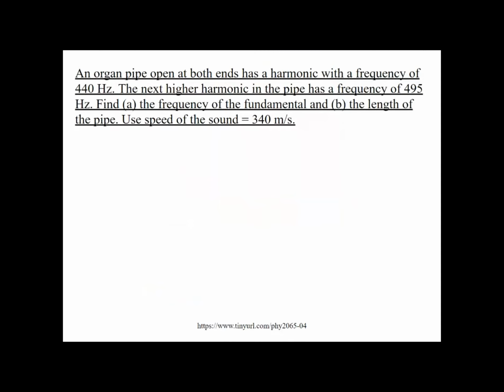So it says an organ pipe open at both ends has a harmonic with a frequency of 440 Hertz. The next higher harmonic in the pipe has a frequency of 495 Hertz. Find the fundamental frequency and the length of the pipe, assuming that the speed of sound is 340. All right, I'll give you a few minutes to work on this, and then we can look at the solution together.